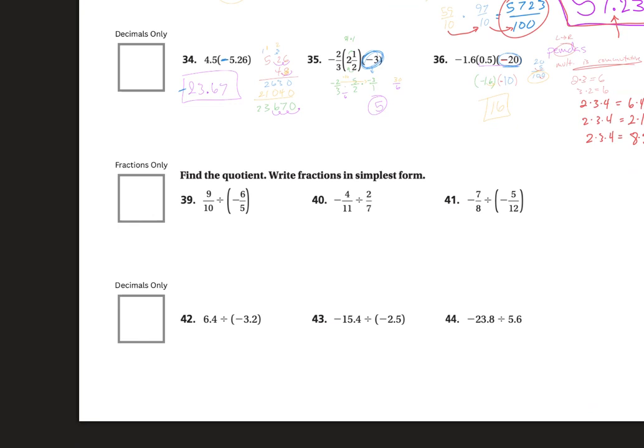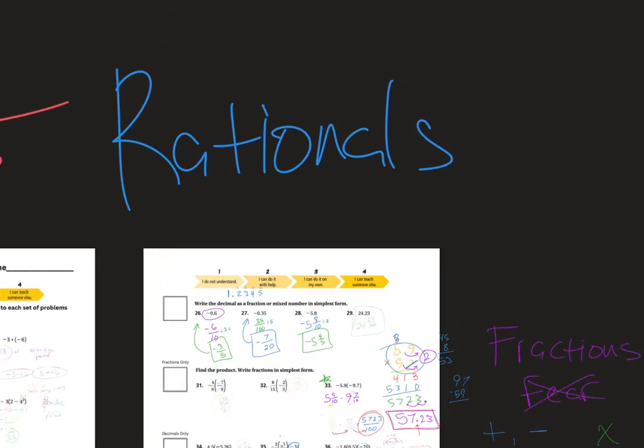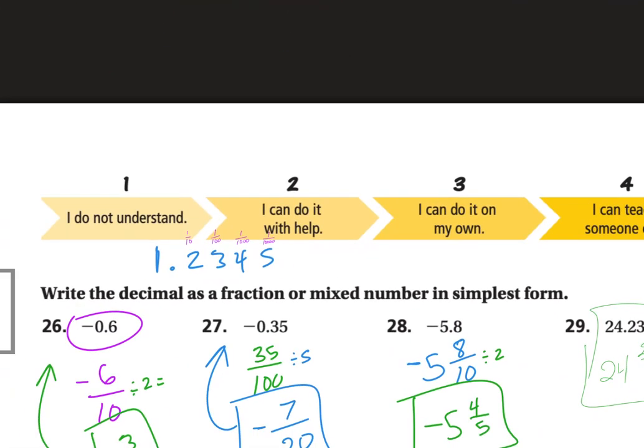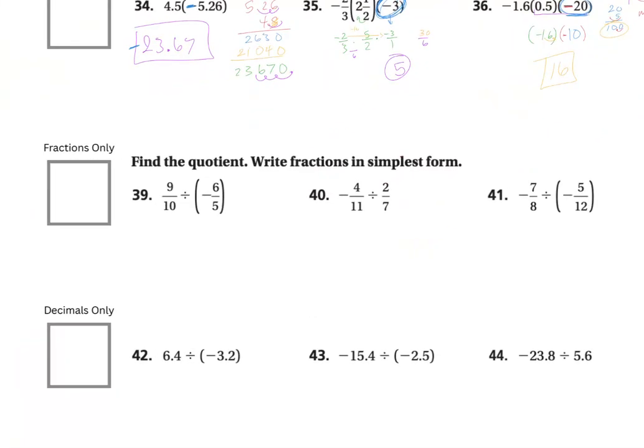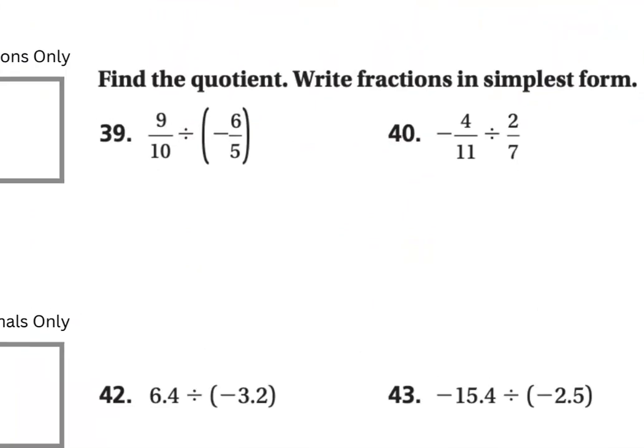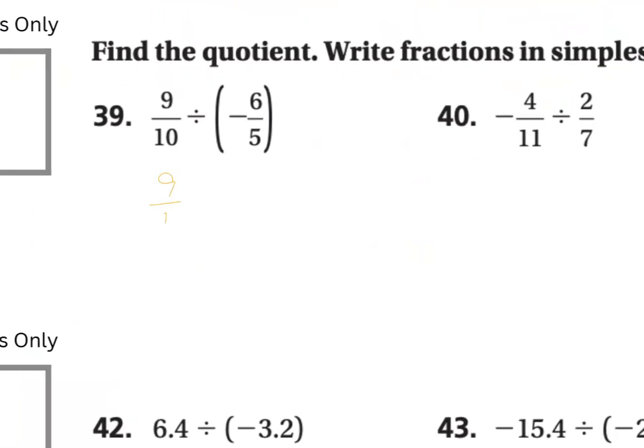And again, this says fractions only. How do you feel about the fractions only? If you don't know what I'm talking about with feelings, I mean this. Are you a 1, 2, 3, or 4? Okay. Find the quotient. What you do is you keep the same fraction up front.